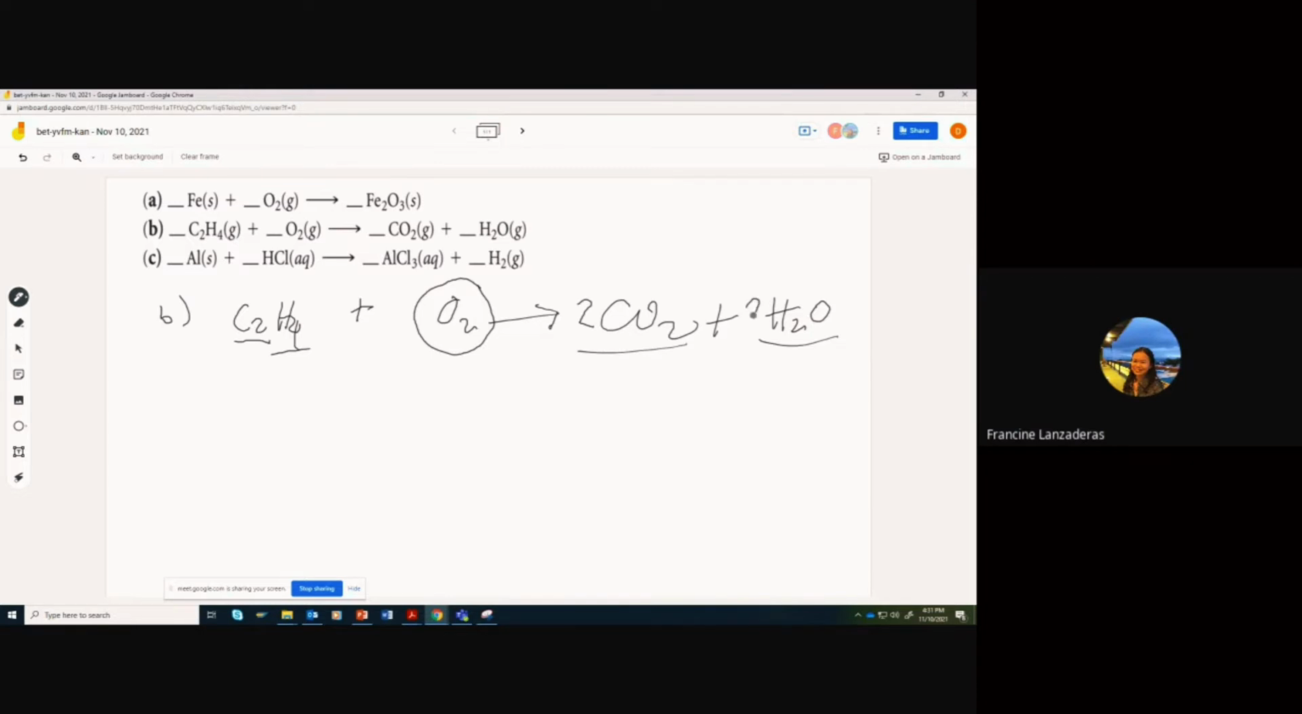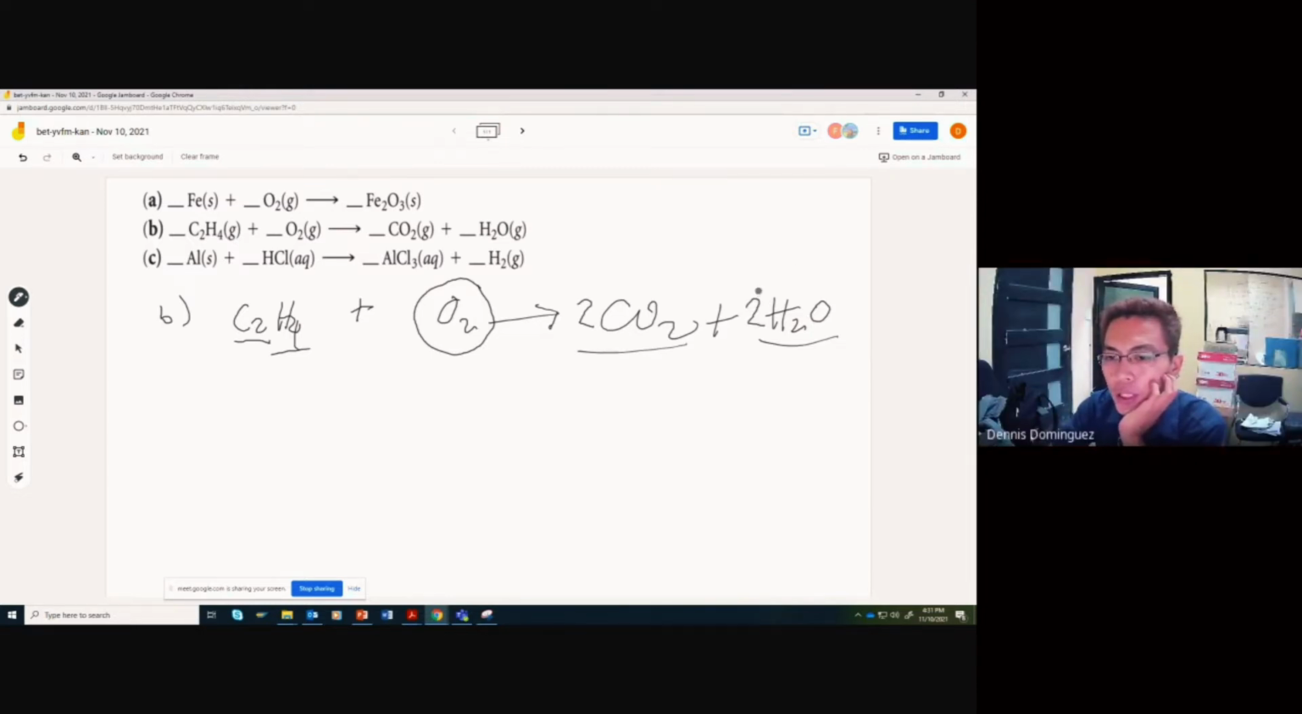So the coefficient is 2. You need to see 2 times 2 here, so it has 4 atoms of H. So it's the same here: 4 times 1, that is 4H. So your carbon is balanced, your H is balanced.